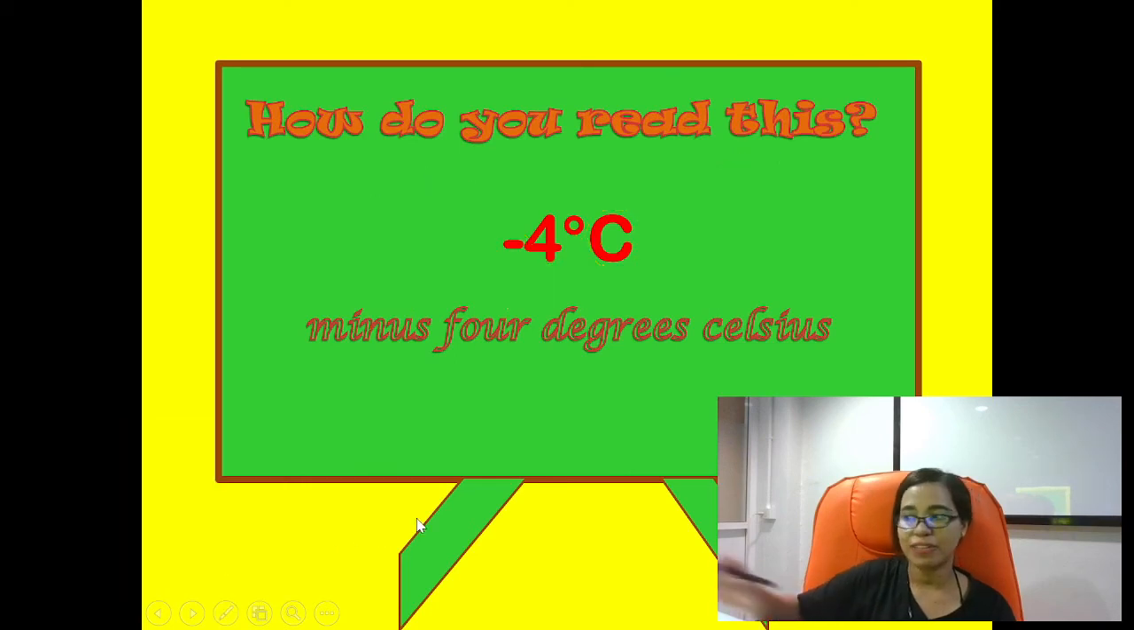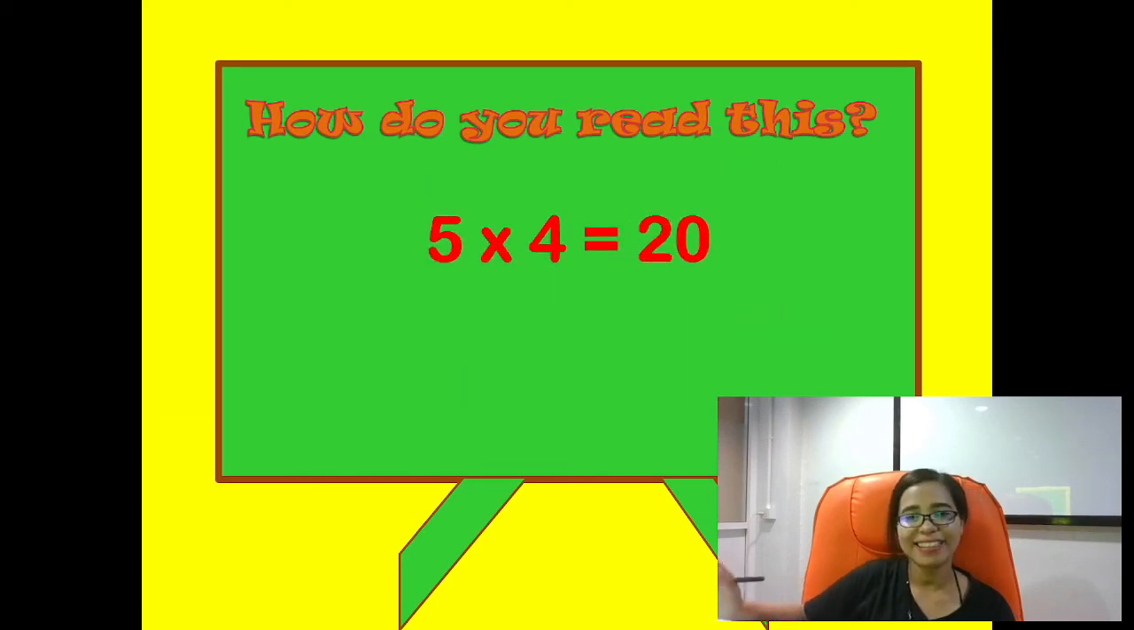Okay, so we are moving on to the next slide. Okay, multiplication table. So we are going to multiply 5, x, 4, and we have the equal sign and 20. So how are we going to read this? How do you read this? Anyone?